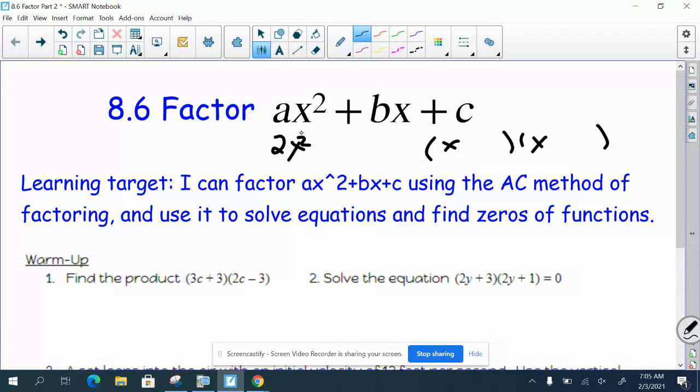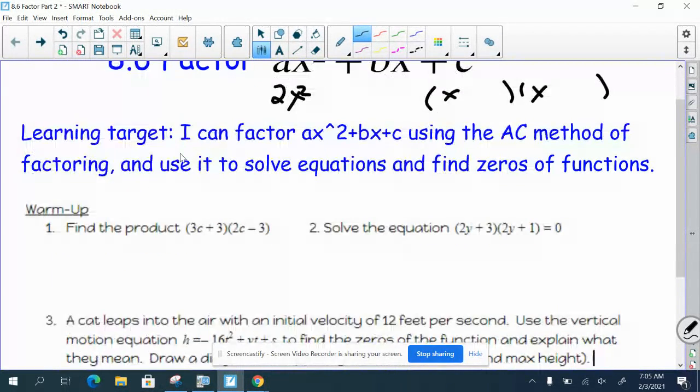So there's a method that we can use for factoring quadratic equations where the leading coefficient is something other than 1, and that's called the AC method. So this lesson will teach you how to use that so that we can factor all quadratic equations. So a few warm-up questions here.